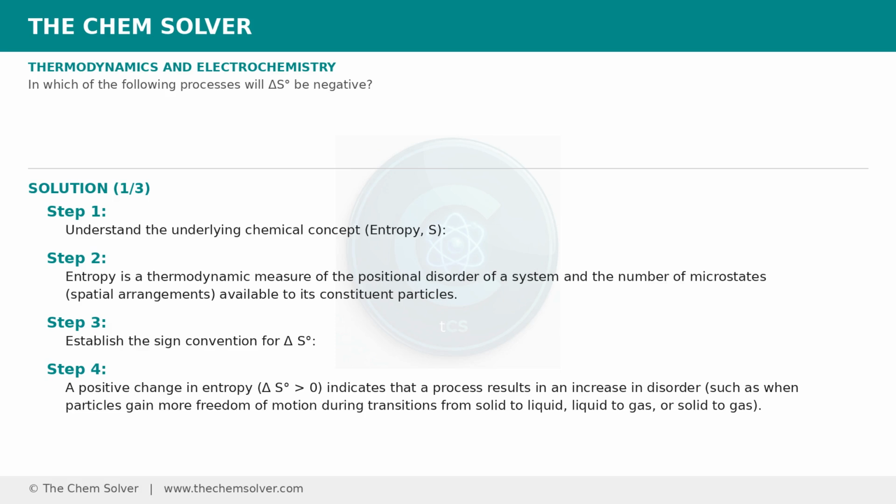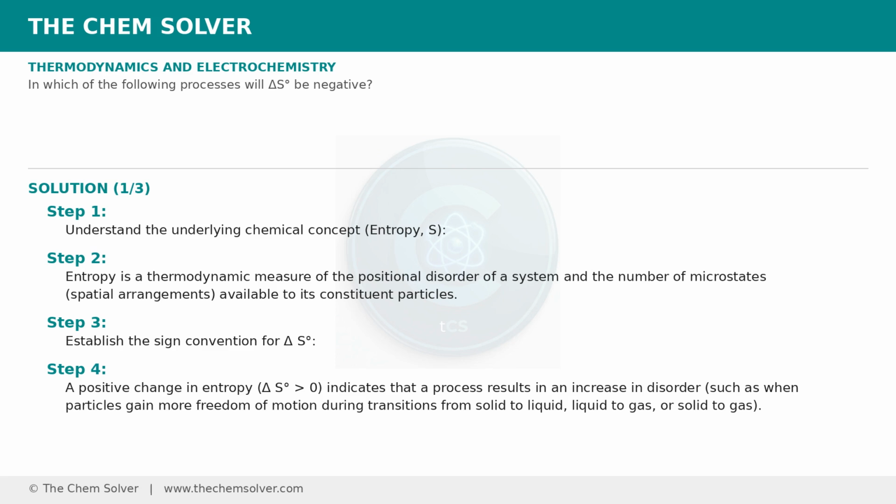Understand the underlying chemical concept, entropy. Entropy is a thermodynamic measure of the positional disorder of a system and the number of microstates, spatial arrangements, available to its constituent particles. Establish the sign convention for delta S degrees.